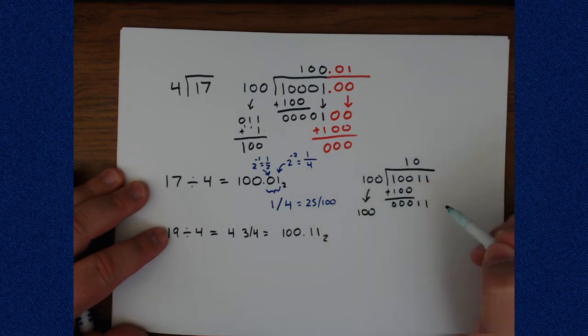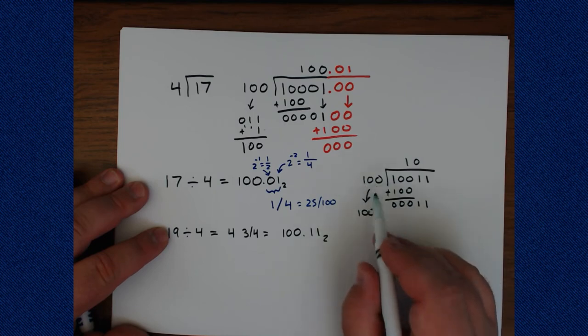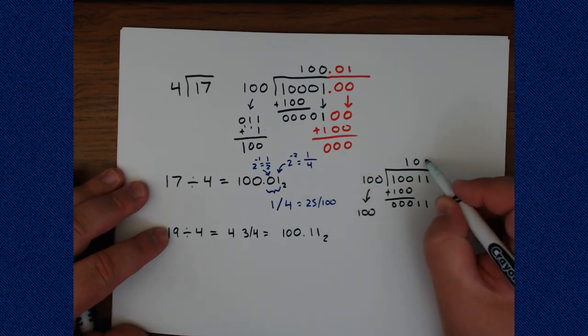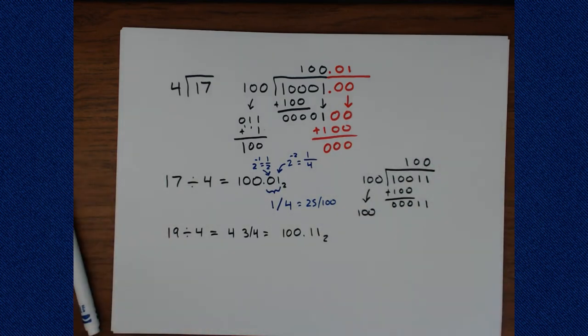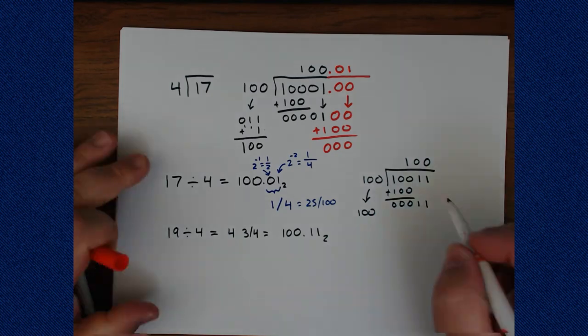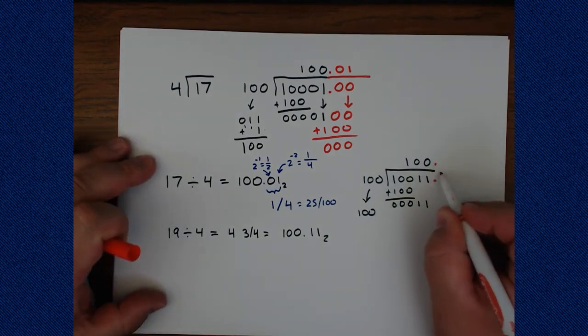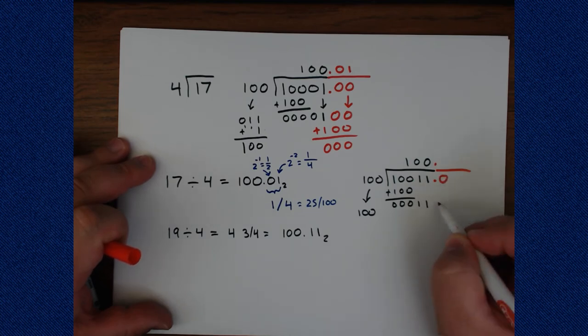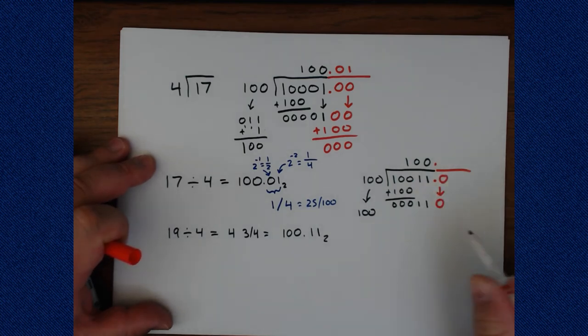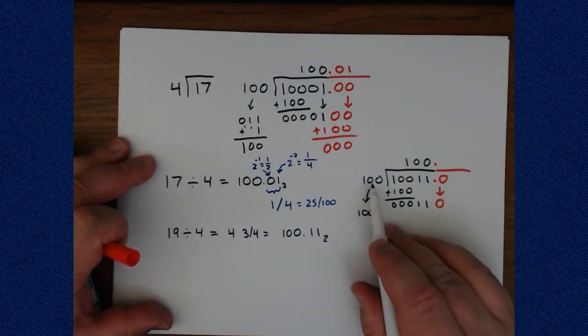We'll bring down another 1. 1 1 is not divisible by this because it's too few bits. We get another 0. And then it's time to introduce additional digits. So let's put a 0 here and bring it down. Now I have 1 1 0 divided by 1 0 0.